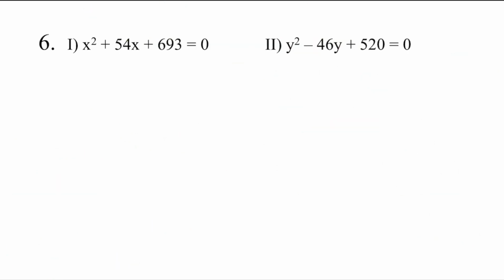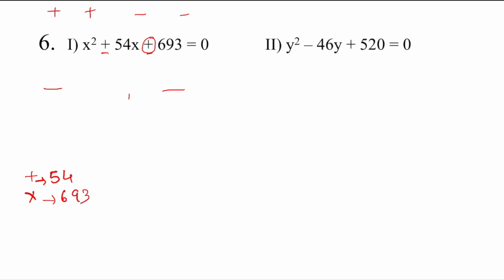Next, x square plus 54x plus 693 is equal to 0. First see these two signs. In the equation we have plus first, so roots will be minus, minus. Here we have a plus symbol, that means if you add you have to get 54. We have to perform only the addition operation, and if you multiply you should get 693.